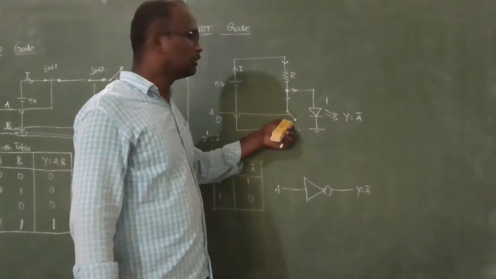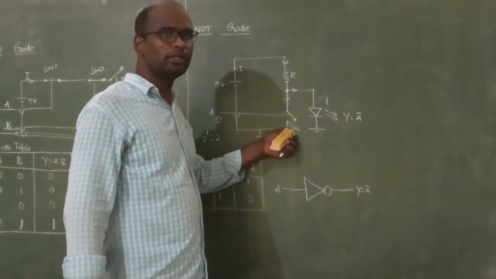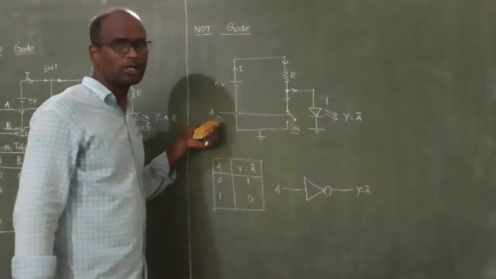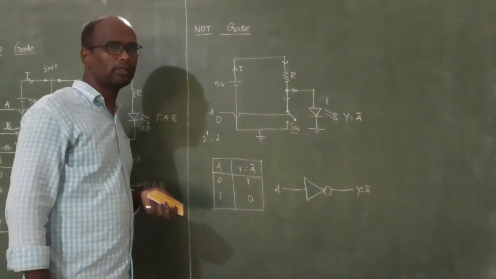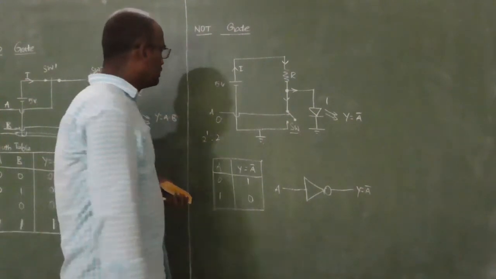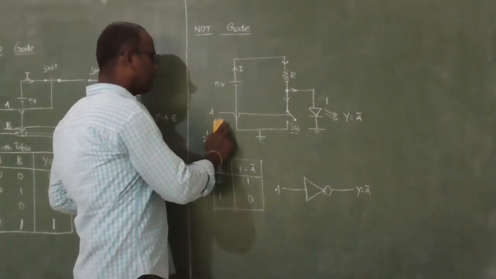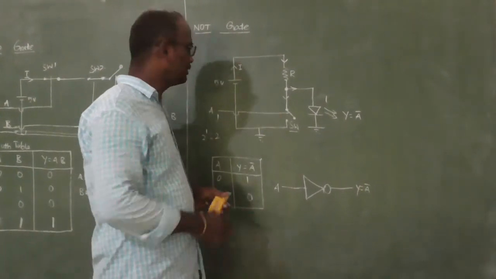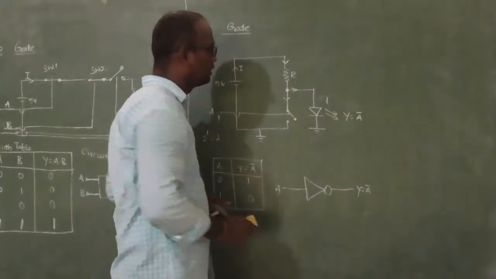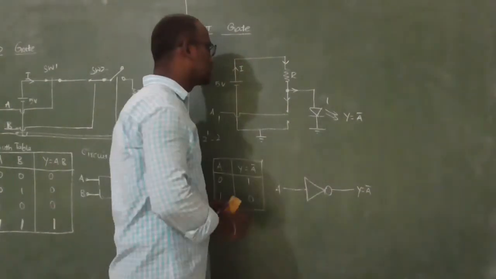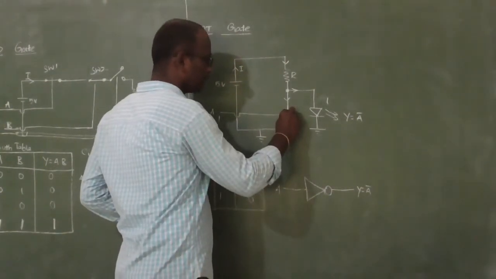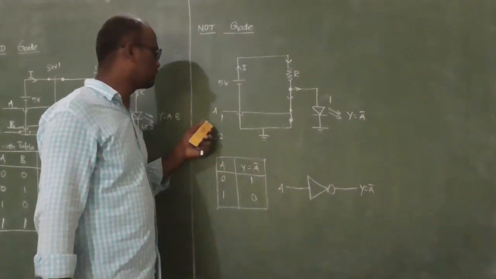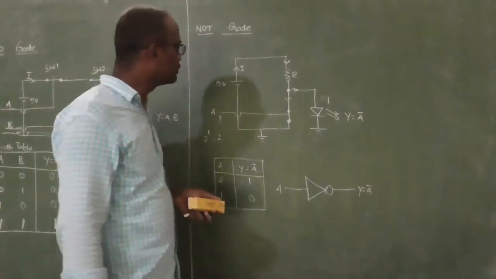Here, the current will not enter into the switch because the switch is in open condition according to the logic 0 input. Next, if we apply logic 1 at the input, then the switch will be in closed condition, which is closed according to the logical input, that is logic 1 at the input.